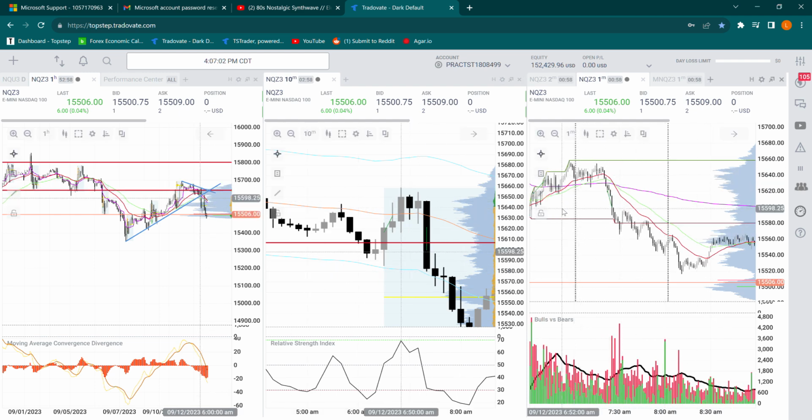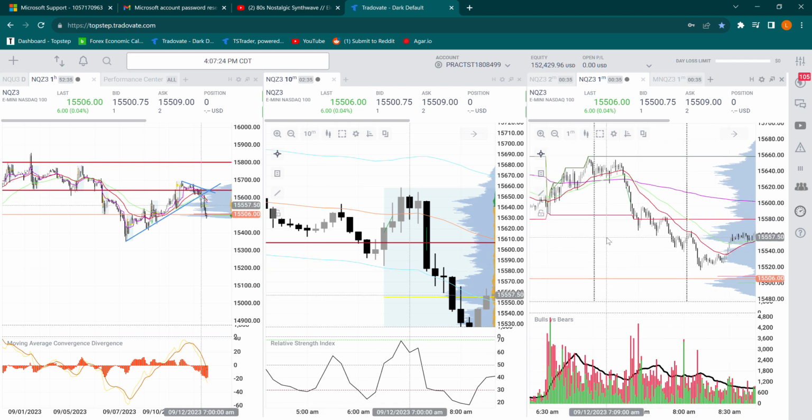Really, what I'm trying to do is trade the 1 hour by using this sort of reversal ideology with the trend analysis on the 1 hour, and entering on the 1 minute. So that's why we've got 3 screens up.